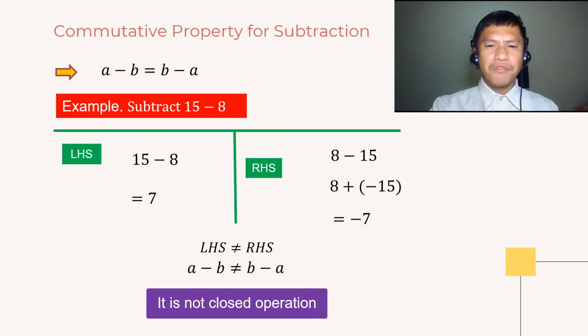Example, we are asked to find the difference of 15 and 8. Using the left-hand solution, 15 minus 8 is 7, while using the right-hand solution, 8 minus 15 is equal to negative 7. So, as you can see here, the left-hand side is not equal to the right-hand side. So, therefore, a minus b is not equal to b minus a. So, we can say that this is not closed operation.